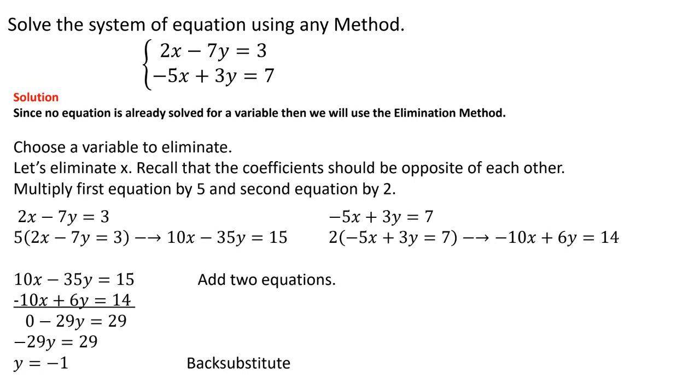And so now we can back substitute. I'm going to plug that -1 into either of the equations. In this case, I chose the first one. So I'm going to have 2x minus 7, and then y is -1. So -7 times -1 is +7. So I end up with x equals -2. So my solution set would be -2, -1.